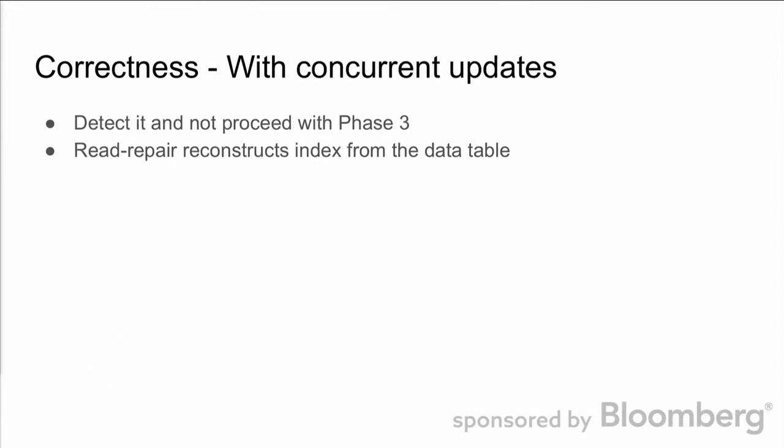What if there are concurrent updates going on? How do we trust the index table value? As I explained in the previous slides, we detect the concurrent updates, and we don't proceed with phase 3 of setting the index row verified status to true. So it will always be read repaired from the data table.